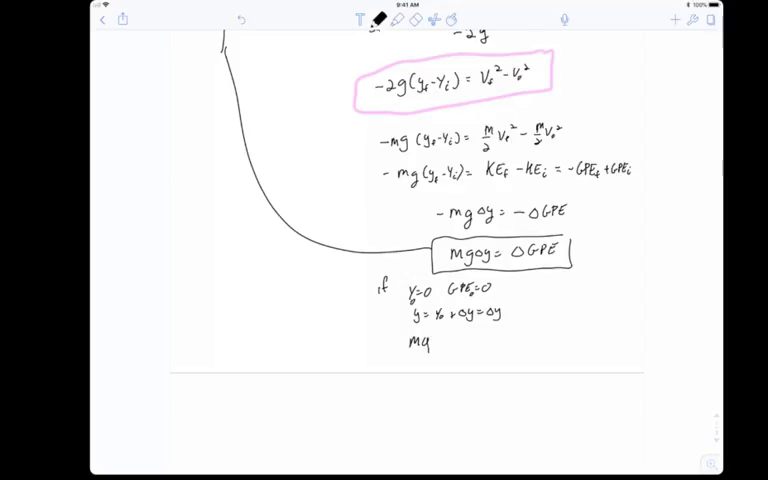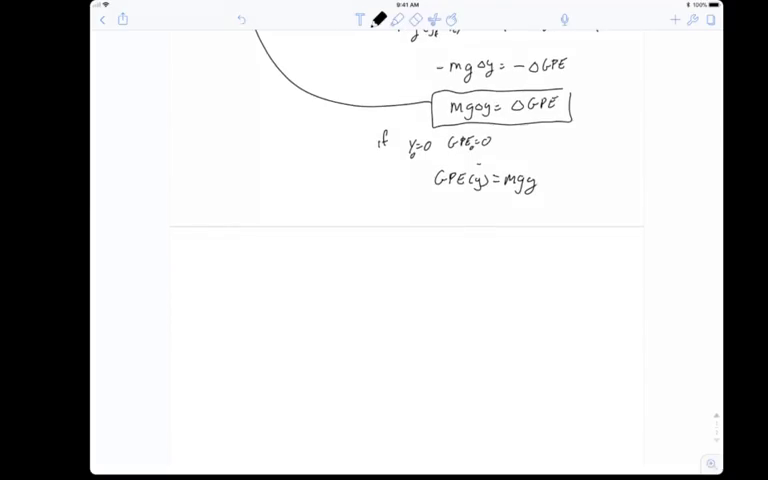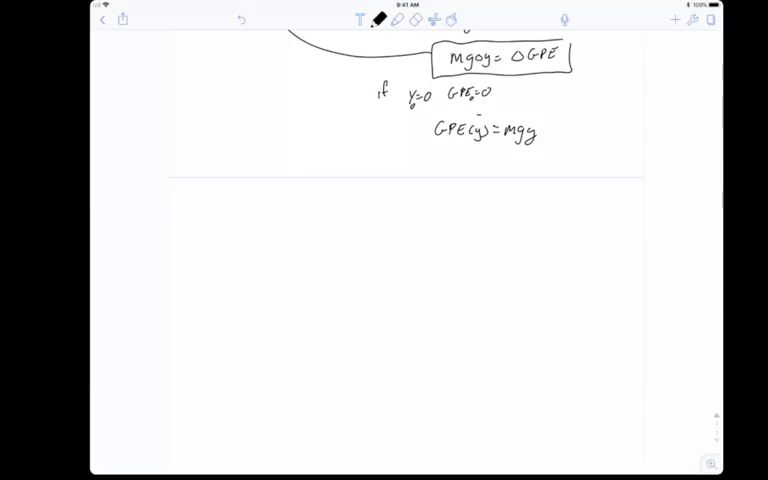So mgy is equal to GPE plus delta GPE is equal to GPE. Wait, hold on. Oh man, I'm all gronked up. Anyway, long story short, what am I doing? I'm trying to say the gravitational potential energy is 0. The algebraic consequence is that the gravitational potential energy at height y is mgy. Hooray! The derivation looks like that.